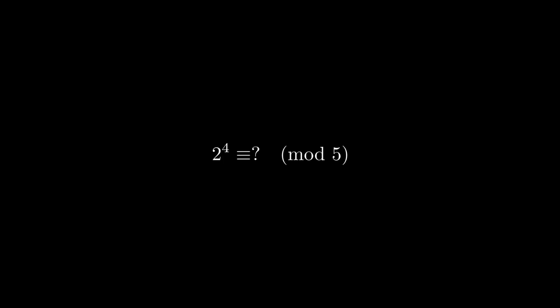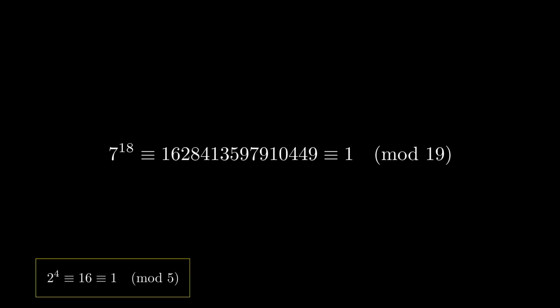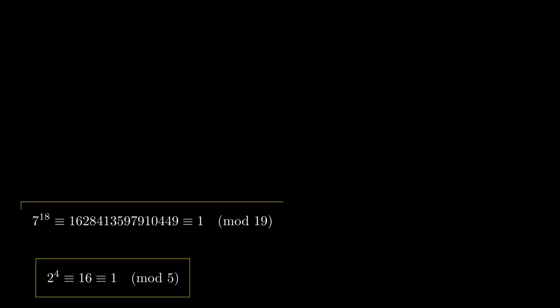And as we see, 2 to the 4th is equivalent to 16, which is equivalent to 1 mod 5. Now, just if you didn't believe that, let's do a huge example: 7 to the 18th modulo 19. All the conditions are satisfied, so this should be congruent to 1. And as we see, if you want to verify, you can, but it is congruent to 1. So I hope you're convinced, but if not, the best way to convince yourself is to prove it. Okay, let's get into it and prove Fermat's little theorem.